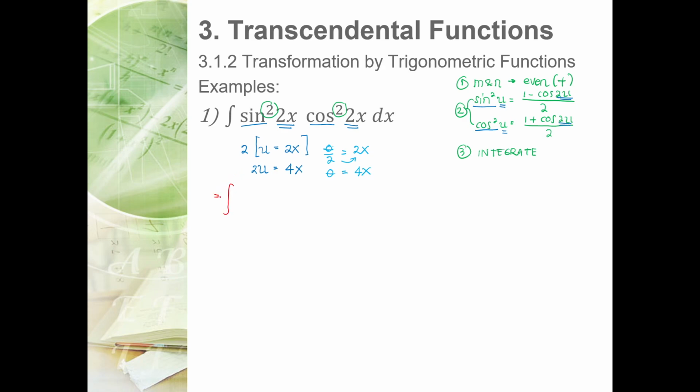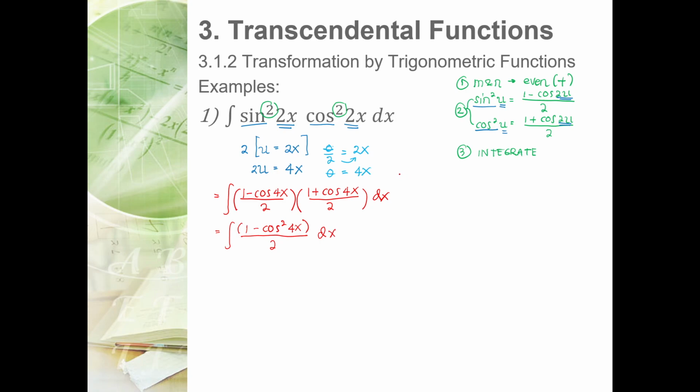Okay, so substituting your 2 terms, the first term is 1 minus cosine 4x, that's your 2u parameter, all over 2, and 1 plus cosine 4x all over 2 dx. If you multiply the 2 terms, numerator against numerator, denominator against denominator, looking at your numerator, that's the sum and difference of 2 squares. Is that the right term in algebra? So by the shortcut in algebra, 1 minus cosine squared 4x all over 2 dx.